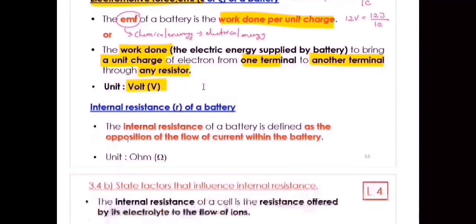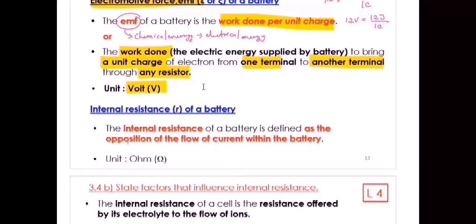Then we discuss the internal resistance of a battery. This resistor not only refers to the resistor in the circuit, but even the battery has its own internal resistance. As we know, resistance opposes the flow of current, so it hinders the flow of current within the battery. For example, usually we will label it as negative terminal, positive terminal, and then we have the resistor, and then we have the circuit.